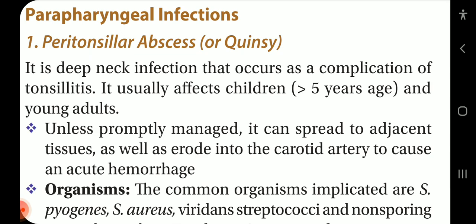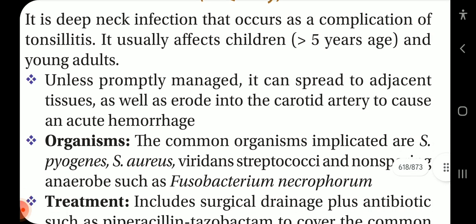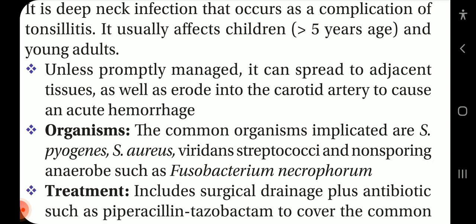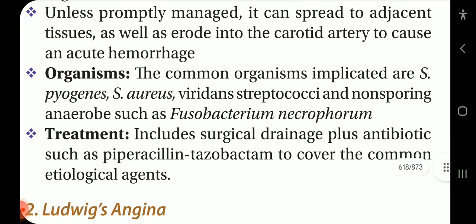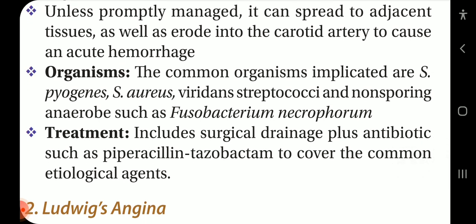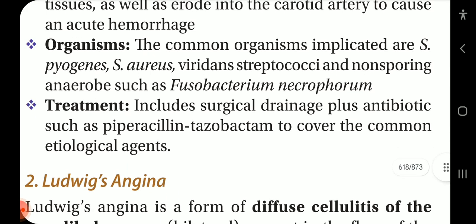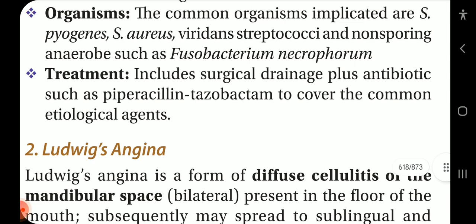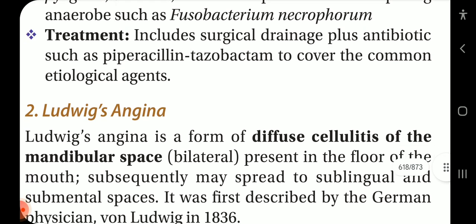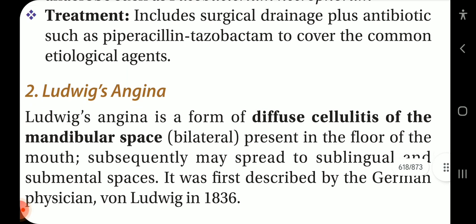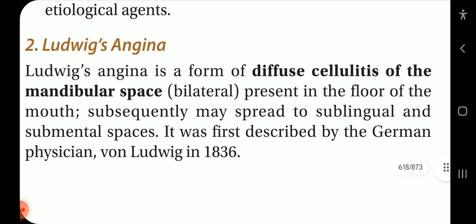Now, parapharyngeal infections like peritonsillar abscess or quinsy. It's a deep neck infection that occurs as a complication of tonsillitis. It usually affects children more than 5 years of age and young adults. Unless promptly managed, it can spread to adjacent tissues as well as erode into the carotid artery to cause an acute hemorrhage. Organisms. The common organisms implicated are S. pyogenes, Staph aureus, viridans streptococci, and non-sporing anaerobes such as Fusobacterium necrophorum. Treatment includes surgical drainage plus antibiotics such as piperacillin tazobactam to cover the common etiological agents.